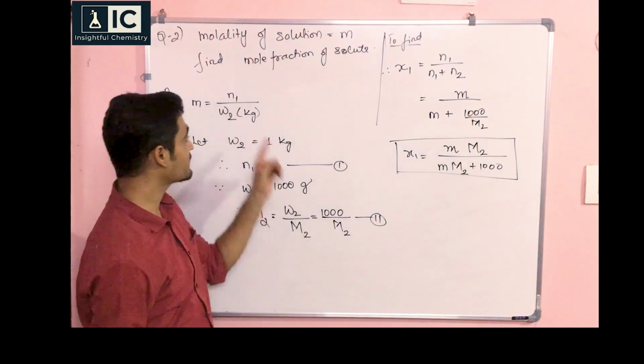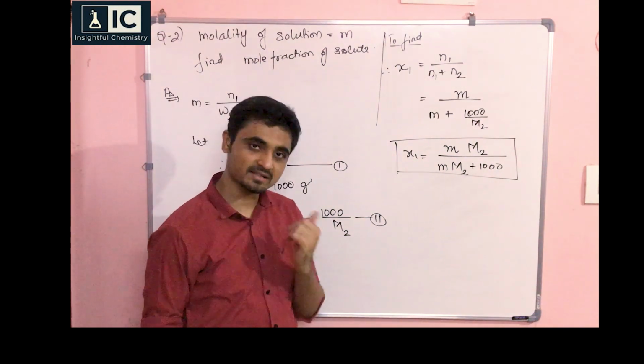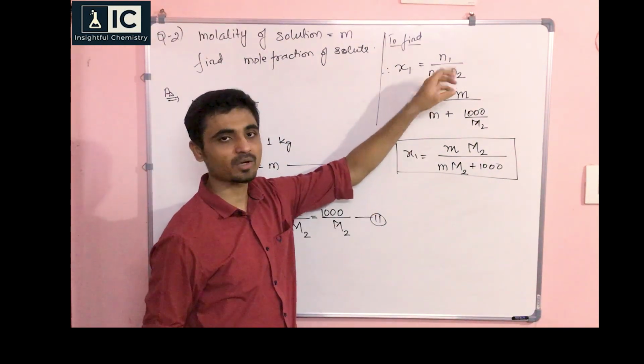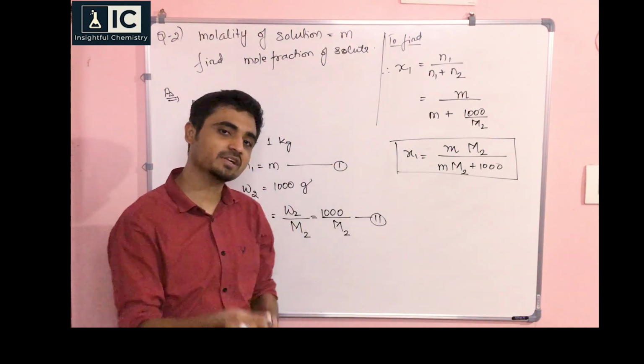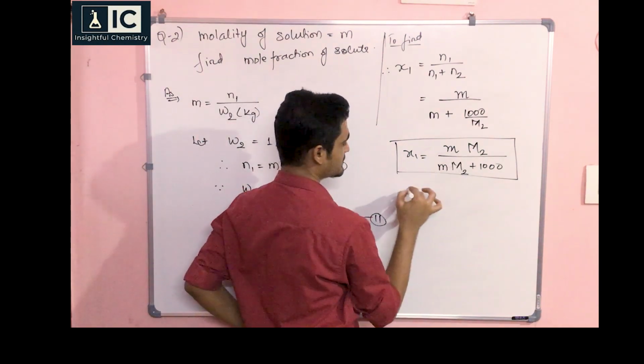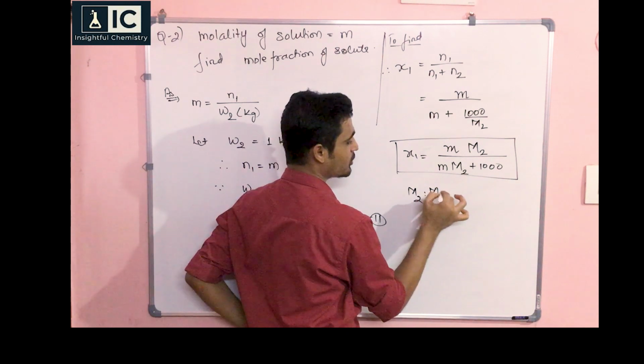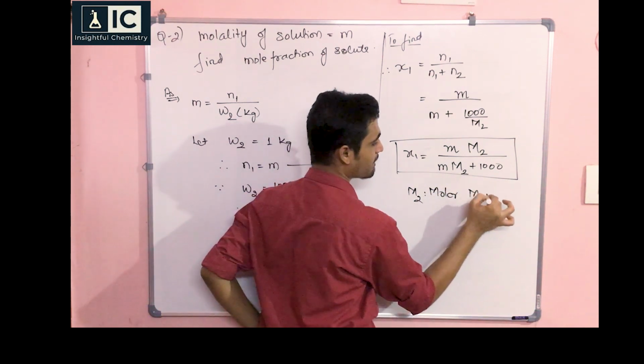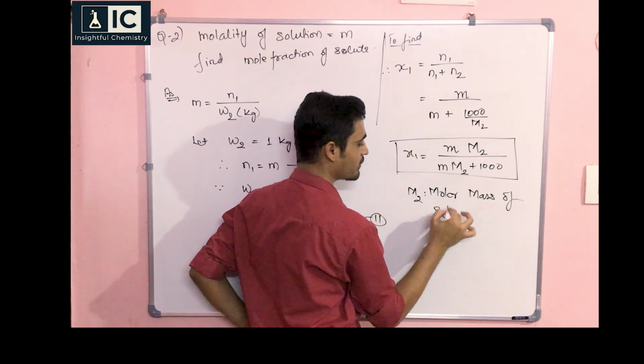So the advantage of taking denominator 1 or 100 is this, that you can always get one quantity directly. Only you have to work for the other quantity. Right? So I will just write here, what is M2? It is molar mass of solvent.